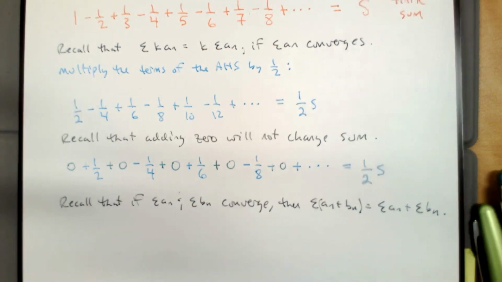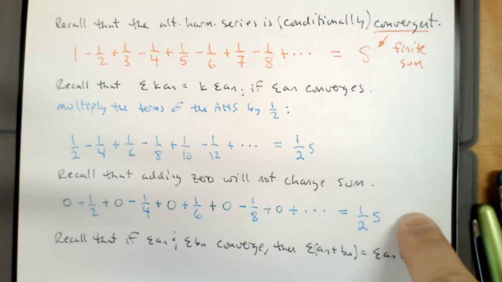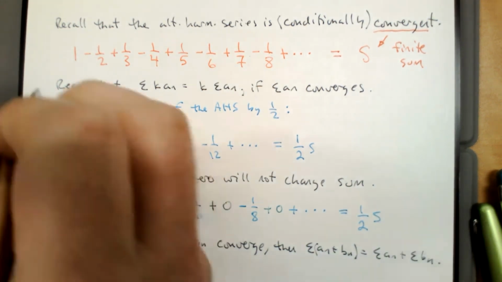Then what we're going to do is take this first sum from the alternating harmonic series and add it to this third sum. I'm going to add those two lines.